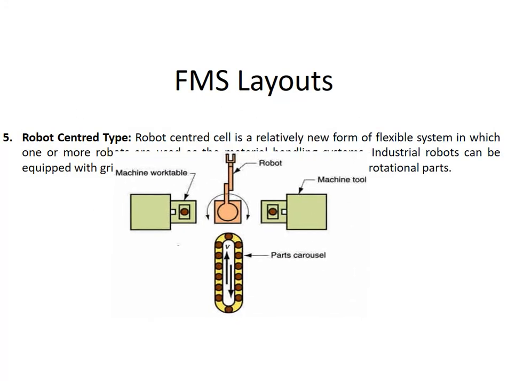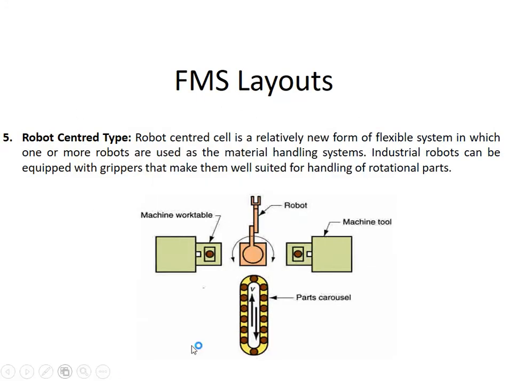And the robot center type, as you can see here, the robot will be operating by taking the parts, which are the input elements over here, and it will place them on the work tables of the respective machines. After completing, the robot manipulator with the end effector will place it and finish the process.